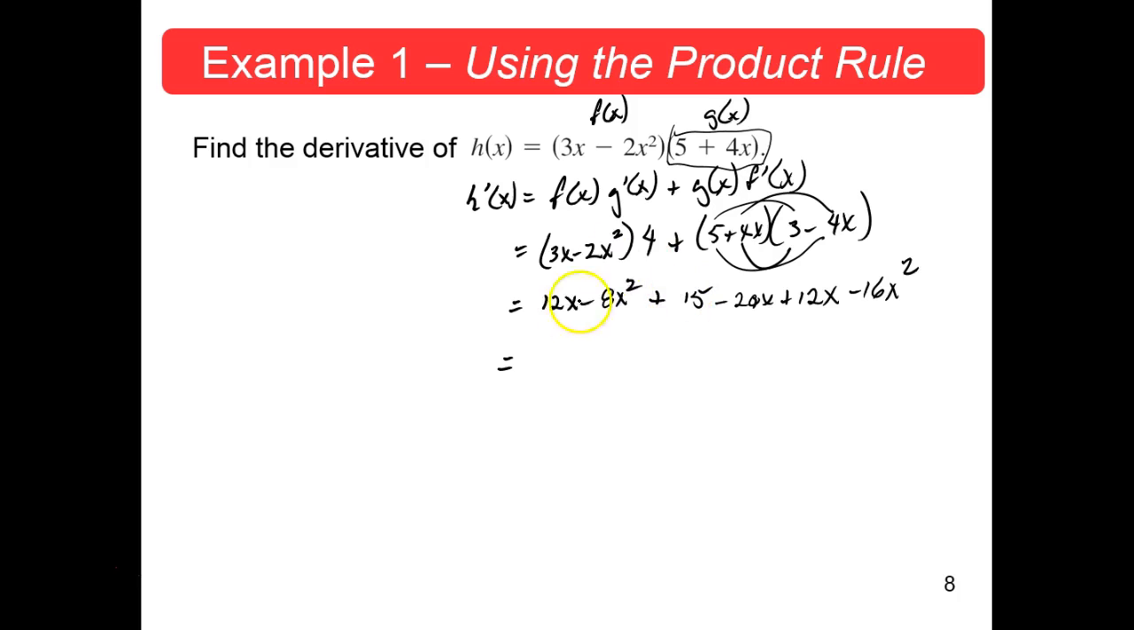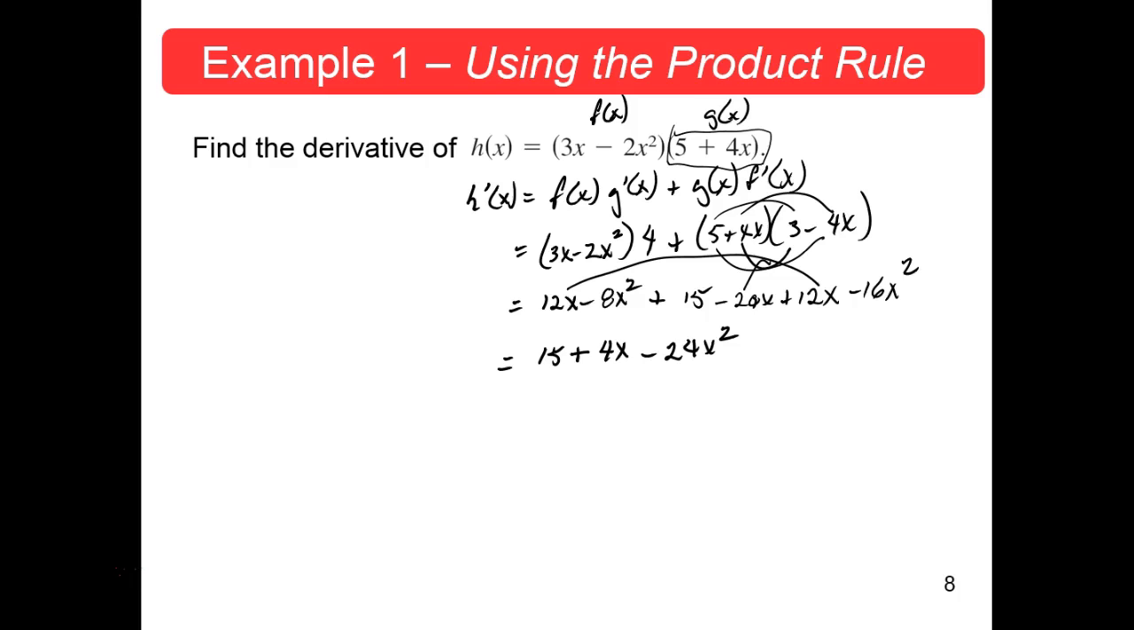I kind of like starting with the 15. So let's start with the 15 and write them in opposite order. And then I think we're going to have a plus here because you got 12x plus 12x is 24x. Minus 20x would be 4x, right? And then you got a minus 24x squared. Make sense? Do you believe it? With all your heart.